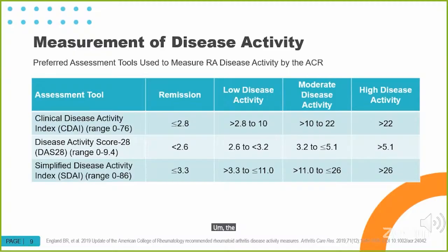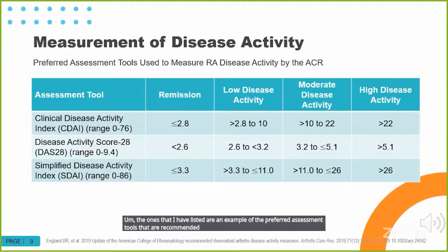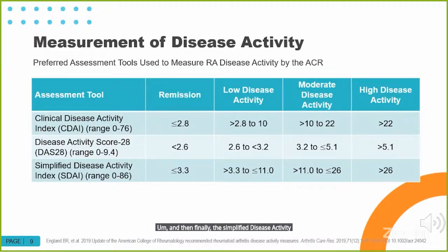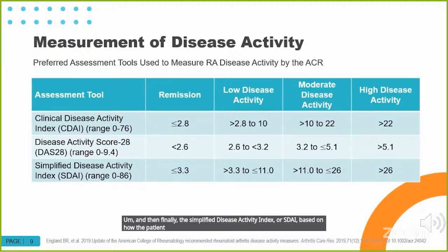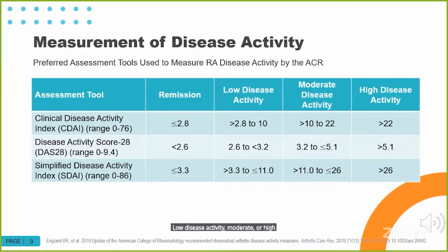The ones that I have listed are an example of the preferred assessment tools that are recommended by the American College of Rheumatology. The first one is the Clinical Disease Activity Index, or CDAI. Second one is the Disease Activity Score 28. And then finally, the Simplified Disease Activity Index, or SDAI. Based on how the patient answers some of the questions in these tools, they are given a total numeric score, and that numeric score is going to correlate to either the patient being in a state of remission, low disease activity, moderate, or high disease activity.